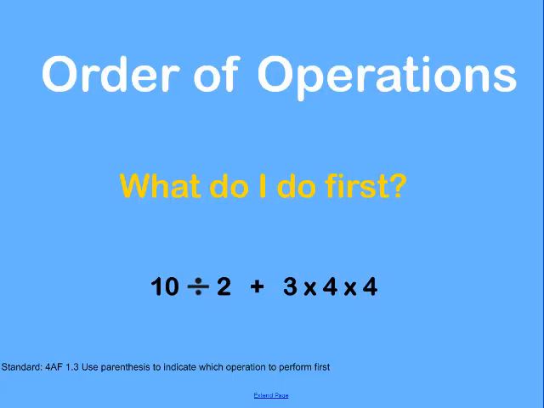Order of operations. We use order of operations when we're working out math problems that have more than one step. So if you look down below, what do I do first? 10 divided by 2 plus 3 times 4 times 4. Well, there is a certain procedure that you need to do first. So that's what you're going to learn today.